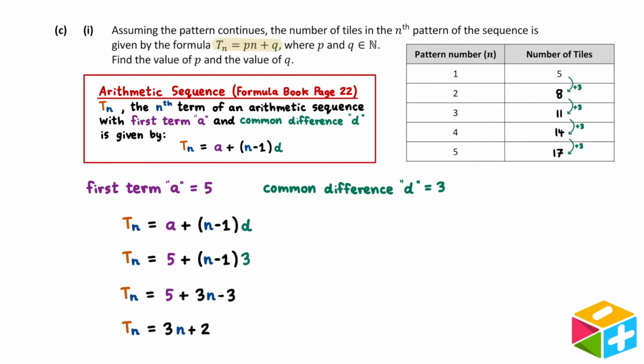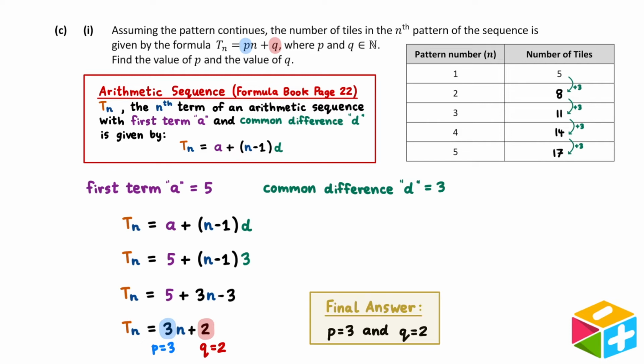The question asked us to give Tn in the form Pn plus Q. This is precisely what we've done. And we have a 3 in the place of the P and a 2 in the place of the Q. So our final answer here is P is equal to 3 and Q is equal to 2.